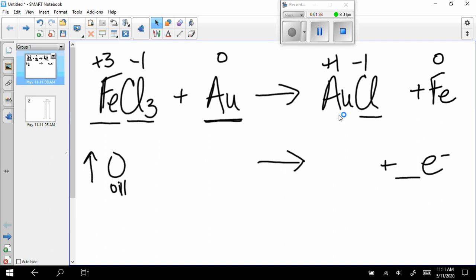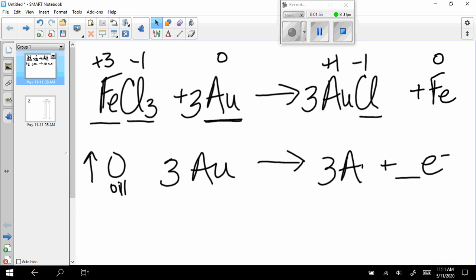Oh, and now I'm noticing I better balance this before I get started to make sure that I have an equal number of electrons lost and gained. So if I have 3 Cl's on this side, I would have to make this a 3 and this a 3. Okay, so if I start off with 3 Au's and they become 3 Au's at +1, that's a change in charge of 1 times 3 atoms. That would be 3 electrons lost.